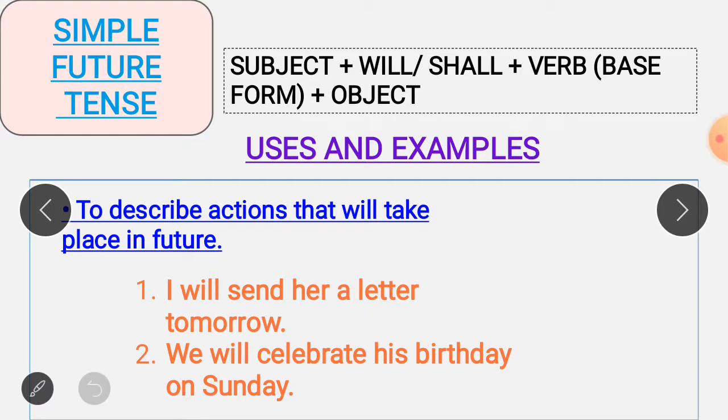The main use of simple future tense is, so one use that I'm going to tell you is that something will happen in the future and is yet to take place. It's a main use and we all would be knowing. I've written it to describe actions that will take place in future that are yet to happen. I will send her a letter tomorrow. We will celebrate his birthday on Sunday.